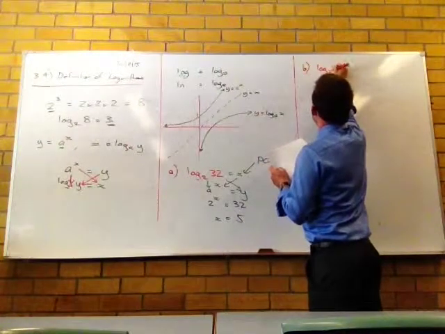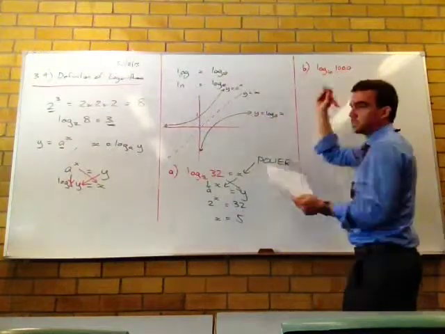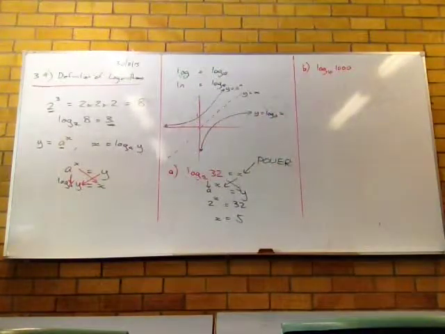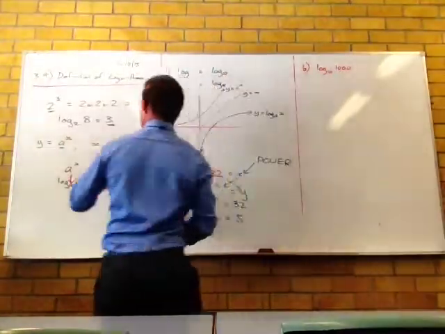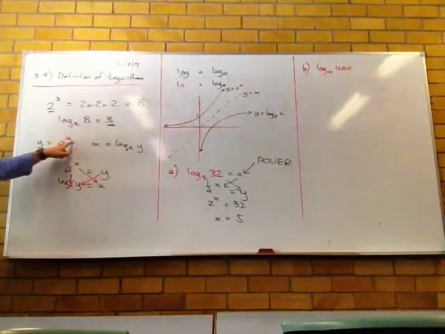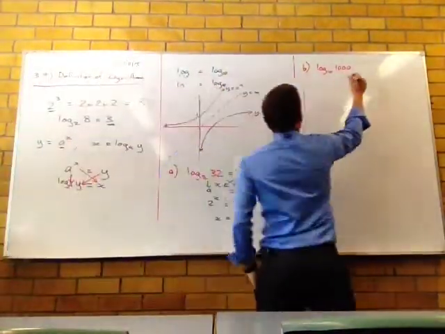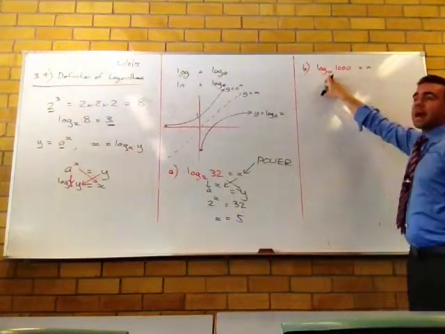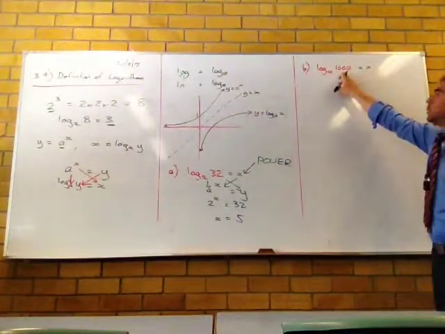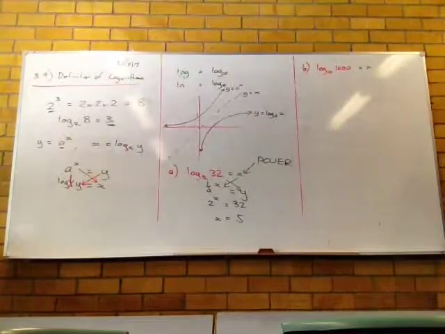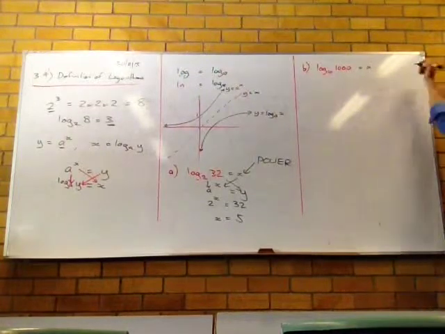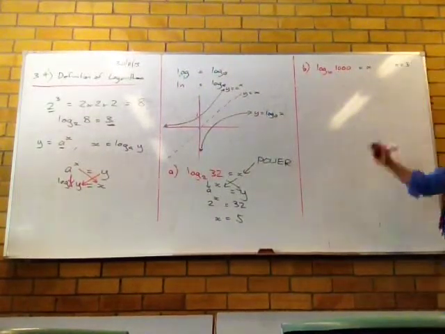Alright, log base 10 of 1,000. So we want to know the power for the base 10. So remember, this is also a base. This a is the base number to a power. So we need to know what power of the base equals 1,000. So 10 to what power equals 1,000? 3. Okay, so that's the answer we're looking for.